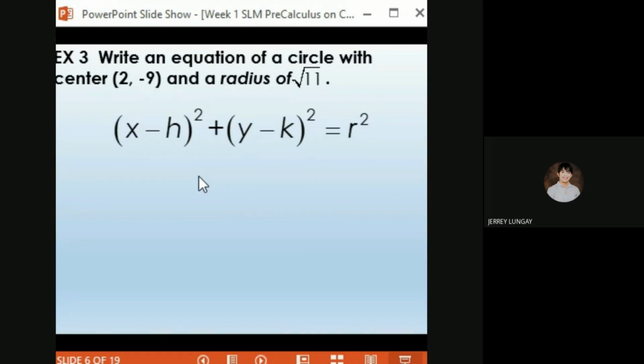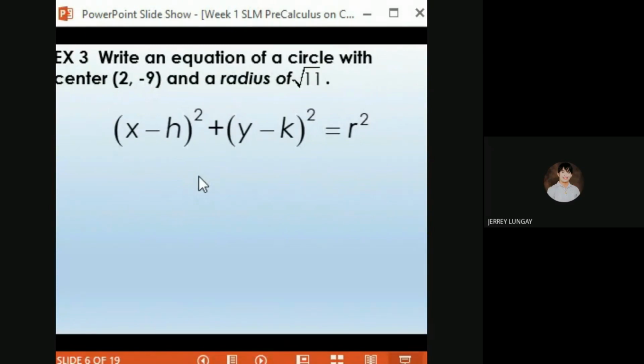Why is it that it became y plus 9? Because negative times negative is positive. Very good. Okay, proceed. And it becomes 11, because the square root of 11 squared is 11. The square root and the square cancel out. Okay, very good. 10 points again for Ria Jean.